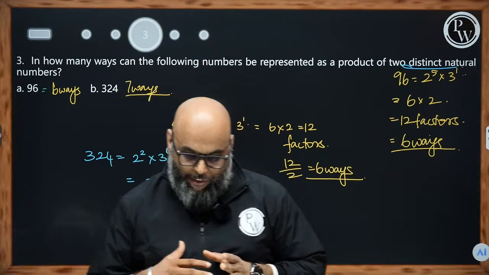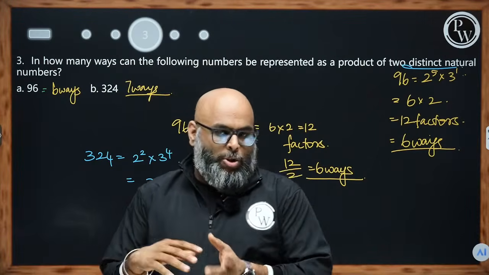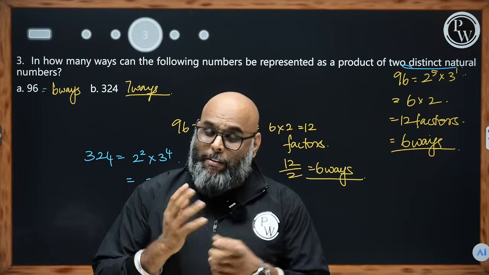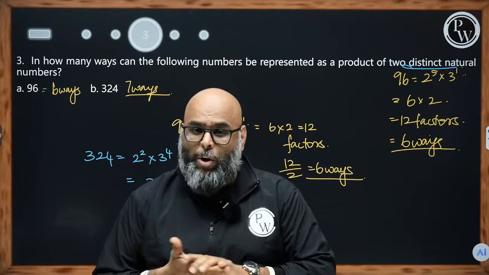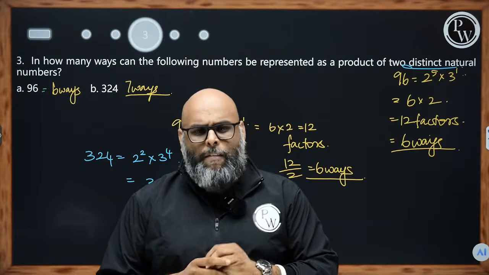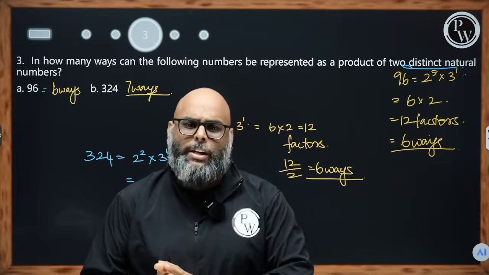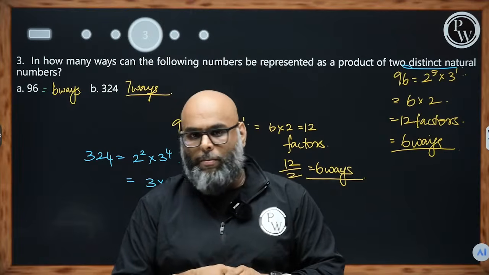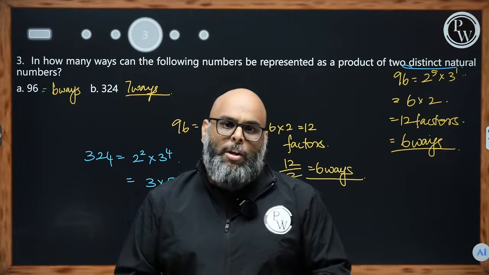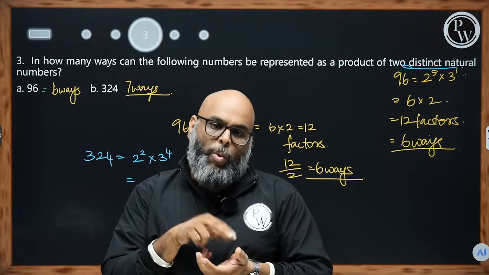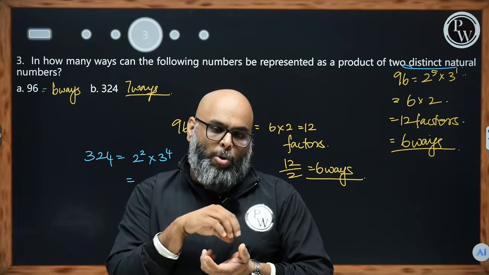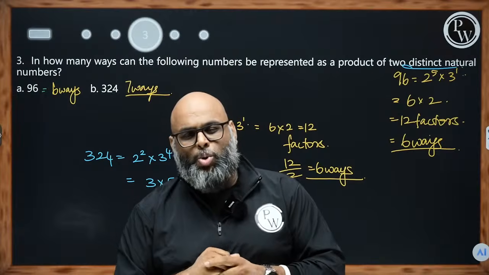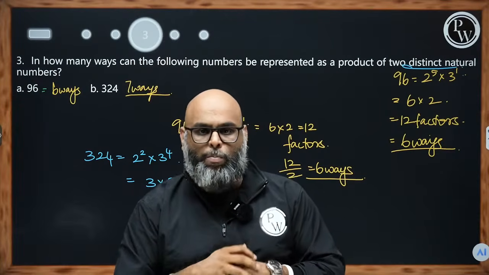So understand the concept that if the question says two distinct natural numbers, just look for the perfect square part. If it is a non-perfect square, you don't even have to worry about it. But the moment you get a perfect square, be slightly worried about what the question says. Does the question say two distinct natural numbers or two natural numbers? If it says two natural numbers, we also account for the square term. The square root product, a into a, also works. If the question says two distinct natural numbers, you won't take the root product, right?